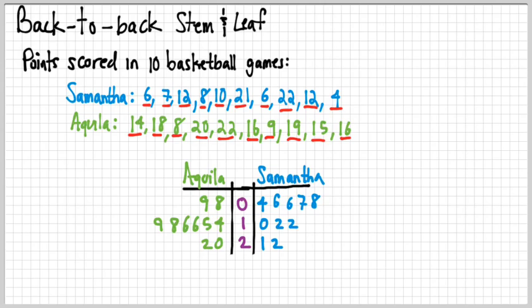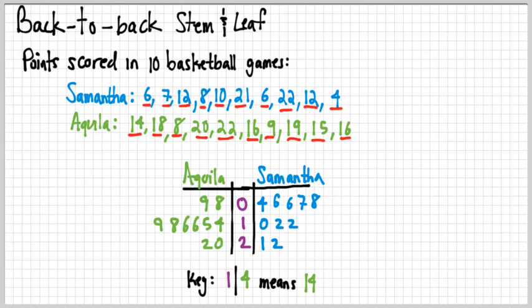Now we want to make our key. All right, and so we can just pick any one of them here. 1 and then 4 means 14. So for example, 1 and 4 means 14. 1 and 0 means 10. 1 and 2 means 12. Getting ahead of myself.